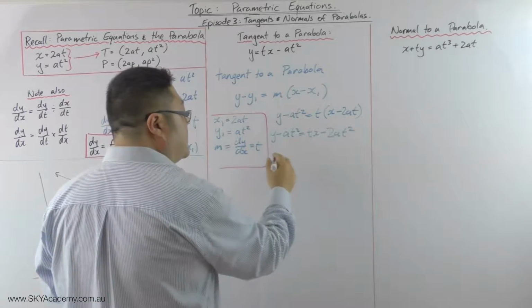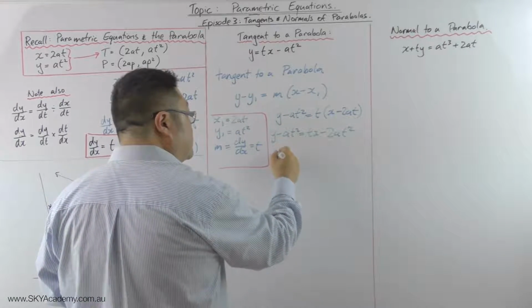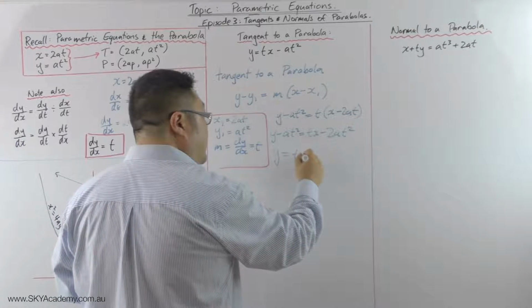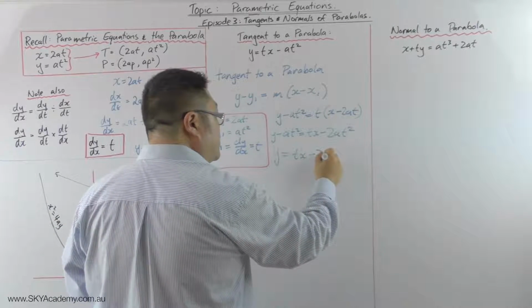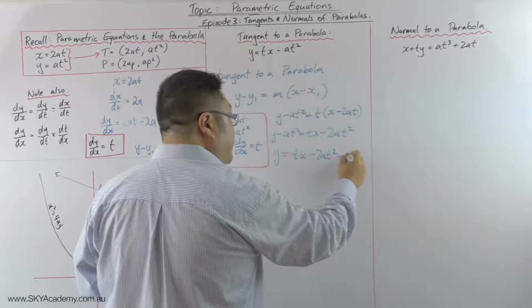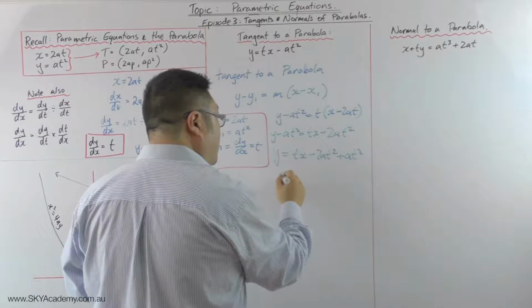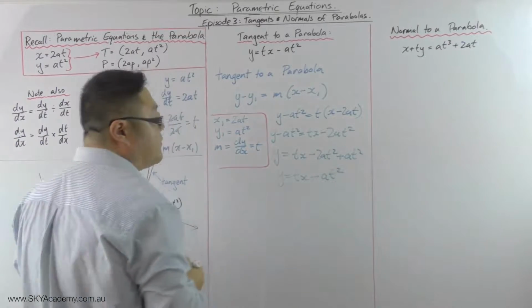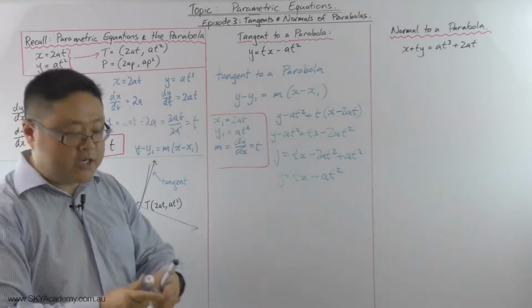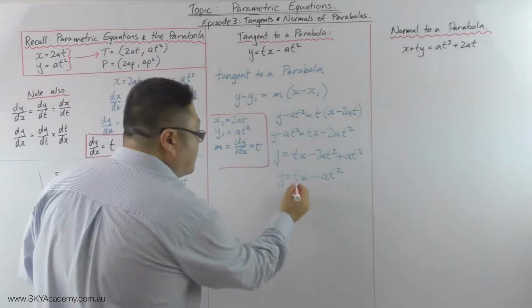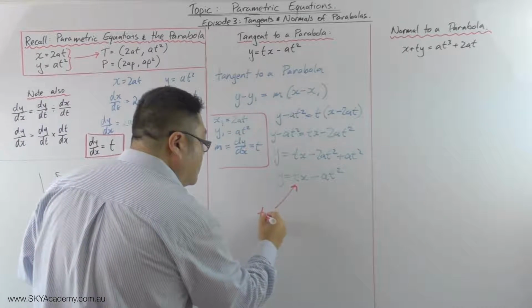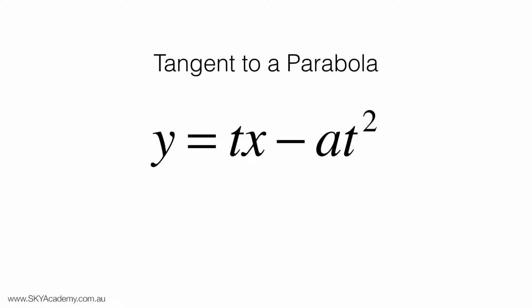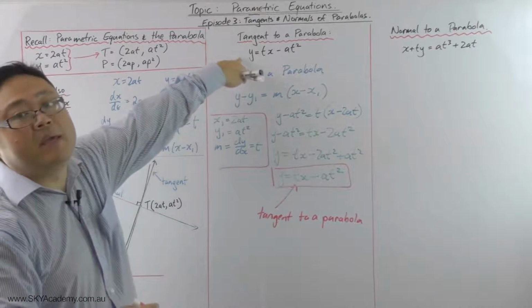Add 2at squared to at squared to both sides. y is equal to tx minus 2at squared plus at squared. y is equal to tx minus at squared. Got it? So that is actually going to be the generic form of a tangent to a parabola. That bit there, which is basically what I've got up here.